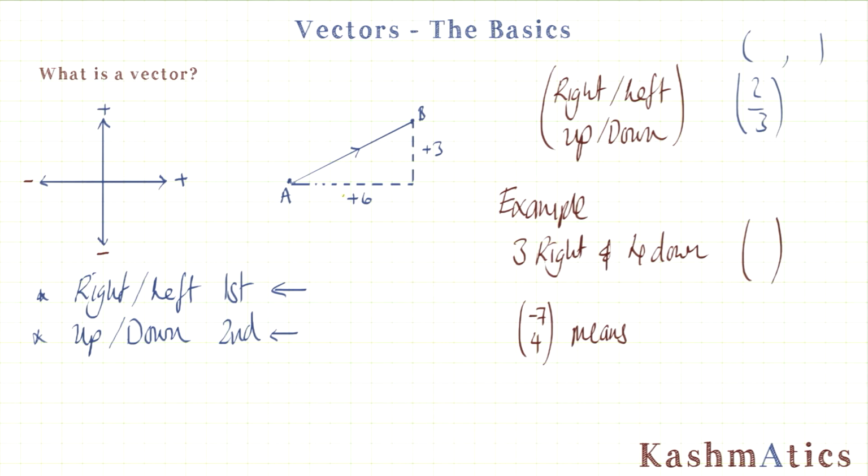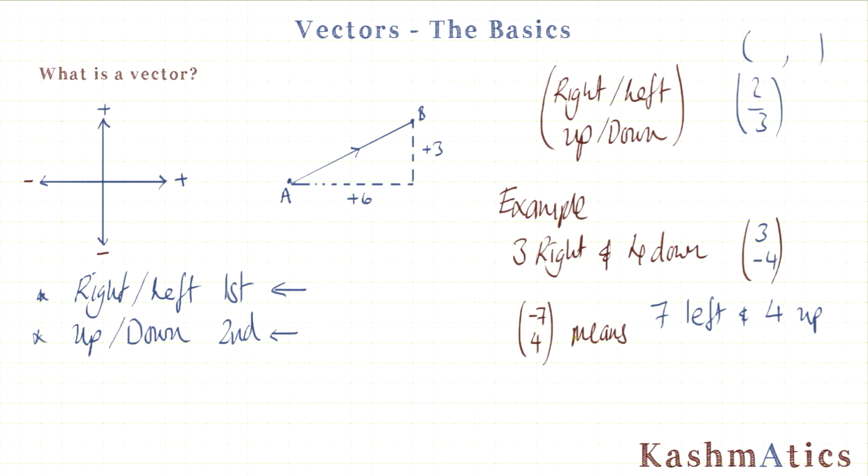So for example, if I want to write the vector 3 to the right and 4 down, the across goes first, that goes at the top. So 3 to the right, that's a positive vector, so that's just written as a 3, and 4 down, and down is a negative direction, so that's written as minus 4. So 3 right and 4 down can be written as (3, -4). And in reverse, this means 7 to the left and then 4 up. So it's important that you know which your positive directions are and which your negative directions are.